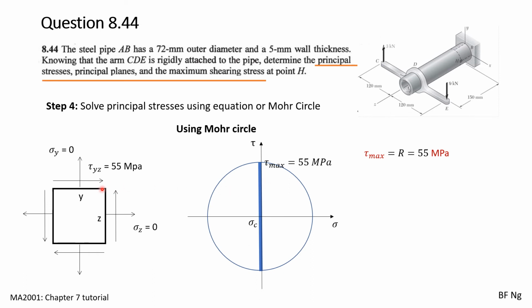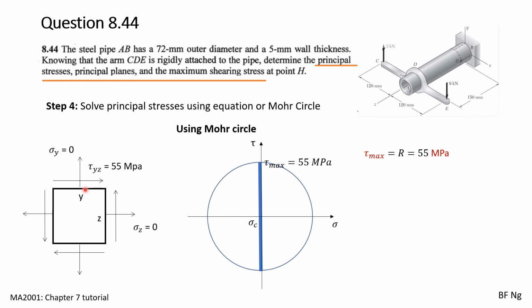For the element itself, on the z face, sigma z is 0, and tau is rotating the element anti-clockwise. As such, it will be below. So for the z face, the element will be here.